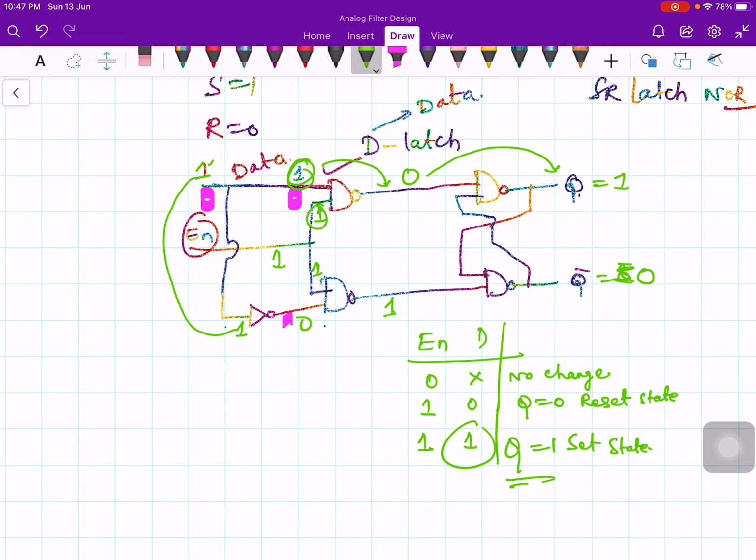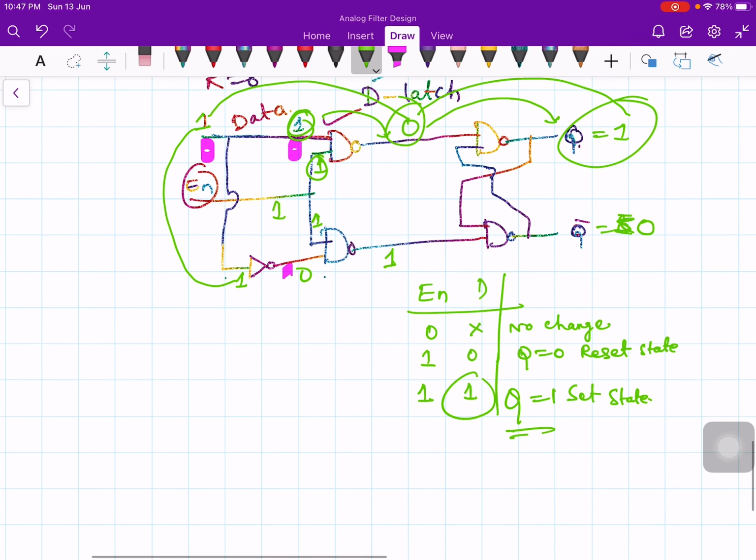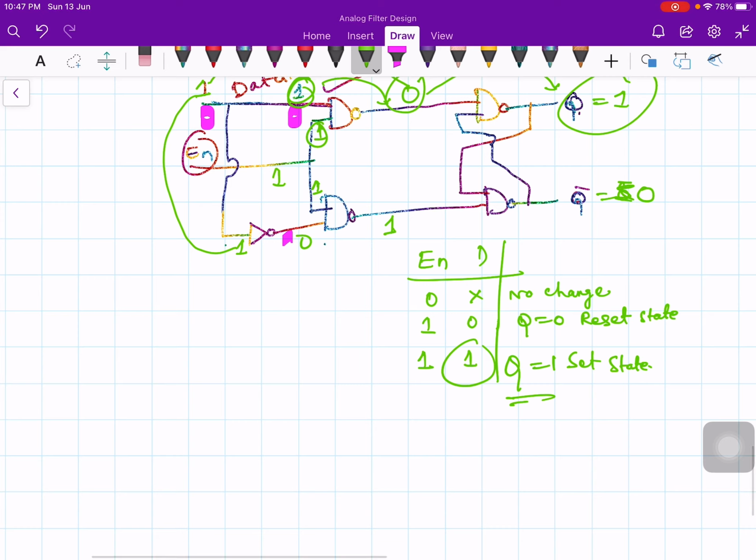Okay, so this 1 becomes 0 here and this 0 becomes 1 here. So this is called a set state. Like that you can analyze. Therefore, why is it called a D latch?